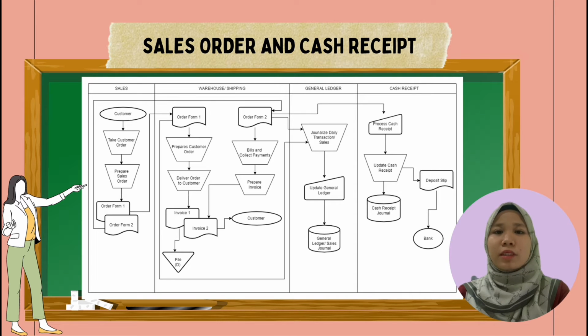After the customer gets the order, payment will be collected in this department and they also prepare the cash bill. Later, the warehouse department will prepare the invoice from order form 2 and then give it to the customer. At that time, the cash receipt will be processed and update the cash receipt journal. Lastly, from the payment, the manager will prepare the deposit slip and the payment will be deposited into the bank.